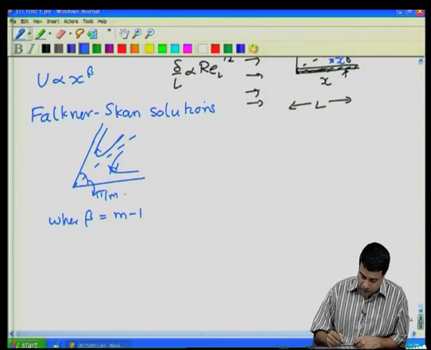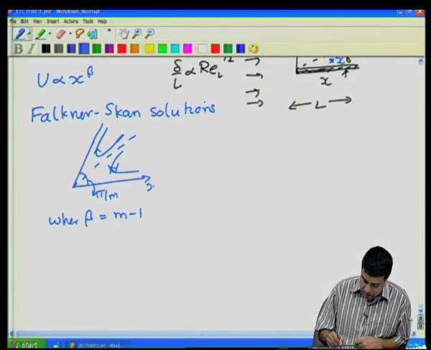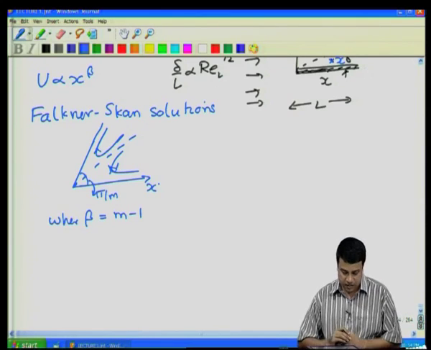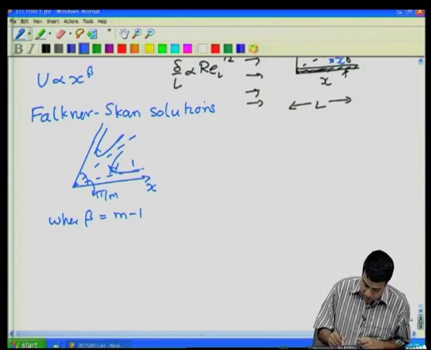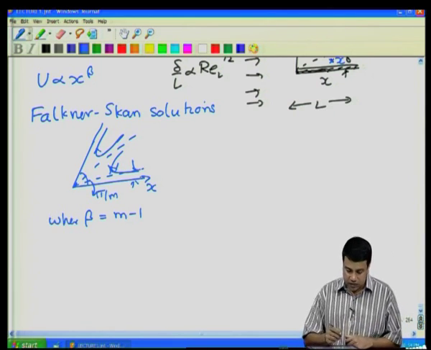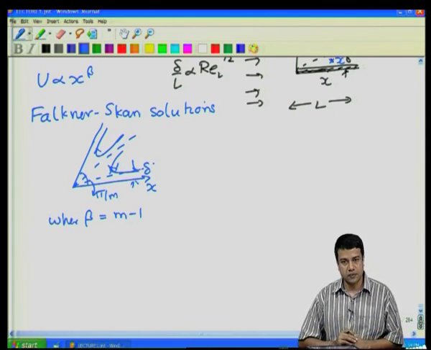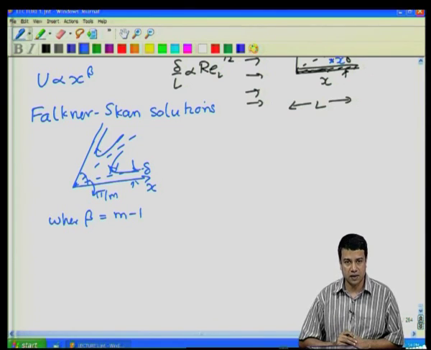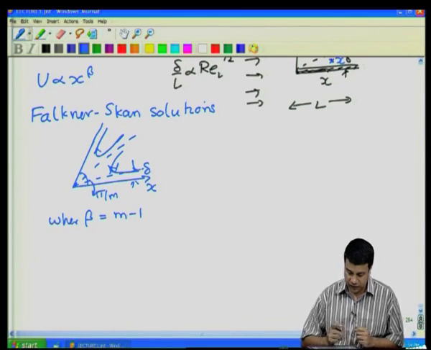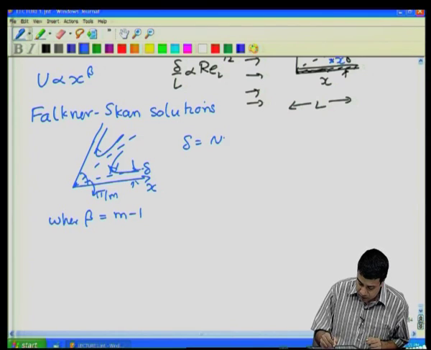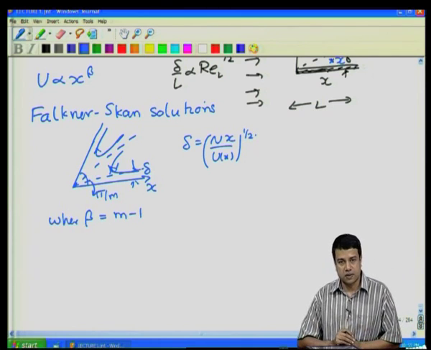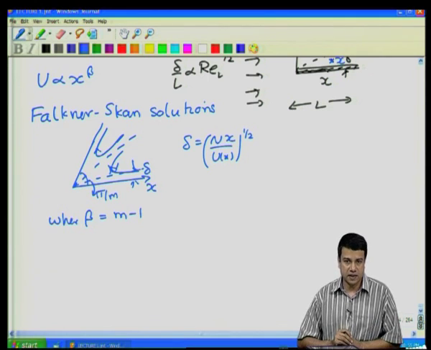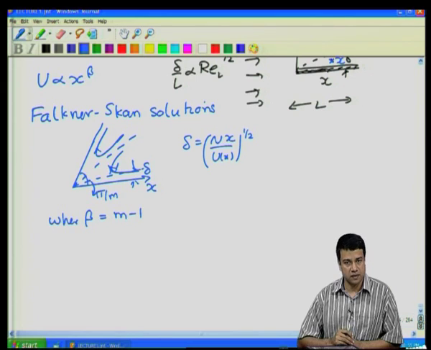So, if we plot, for example, as a function of this downstream distance x, we have a boundary layer here, and this boundary layer thickness delta depends upon x. We had derived the scaling between delta and x. It depends upon whether the flow is accelerating, decelerating, or is a constant. Delta was basically equal to nu x by u of x power half. That was the scaling for delta at a given location x. And of course, u goes as x power beta. So, there is a dependence of delta on beta as well.